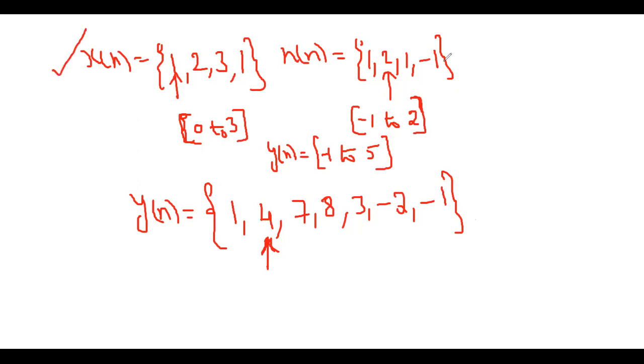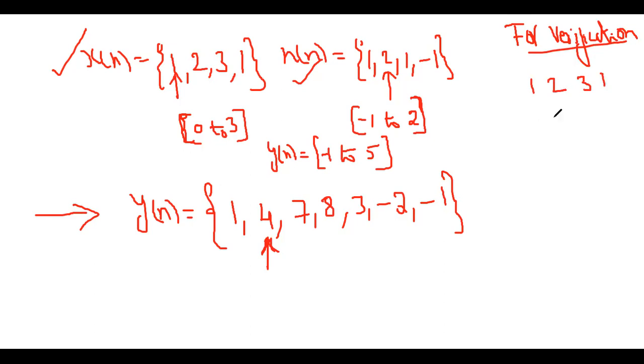So for the given values of x of n and h of n, we got y of n equal to these values. Now I told you, after completing the convolution, finding y of n is equal to x of n and h of n, for verification. For verification, this is very important. And it is also interesting, my dear students. For verification, see what values are given: 1, 2, 3. 1 is the x values, and multiply with the h values. 1, 2, 1, minus 1.